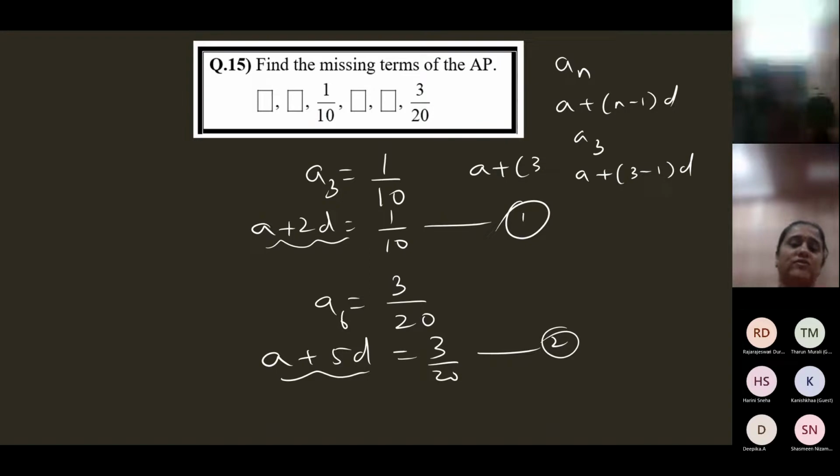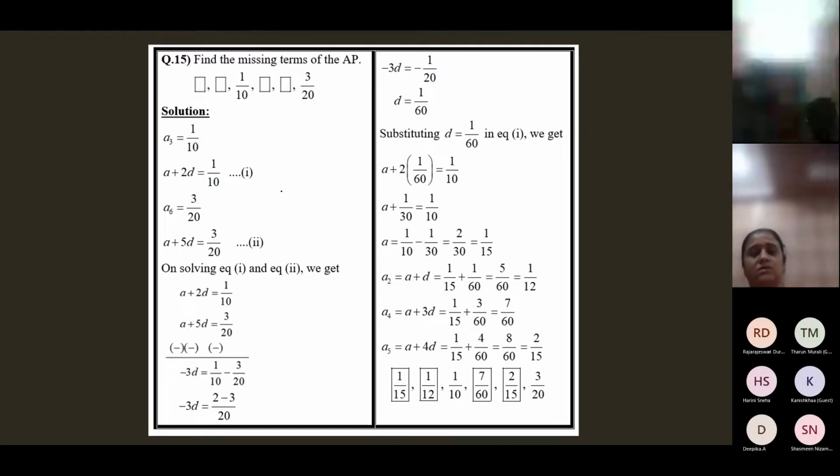Once you get the values of A and D, you can find the missing terms. What are the missing terms? You should find A1, A2, this is A3, A4, and A5. How do you find A2? A plus D. How do you find A4? A plus 3D. How do you find A5? A plus 4D. Take a screenshot.